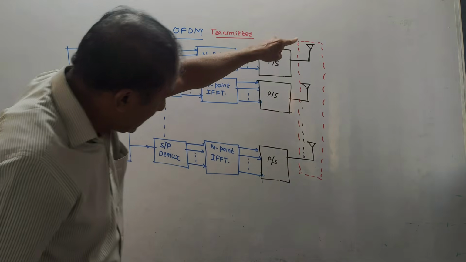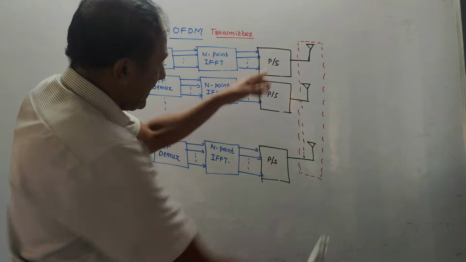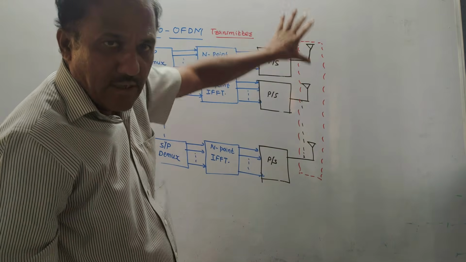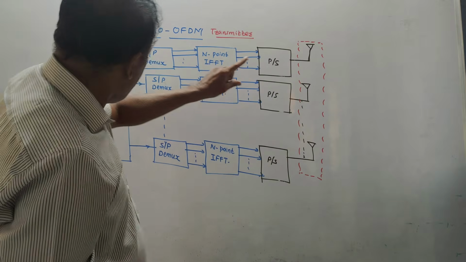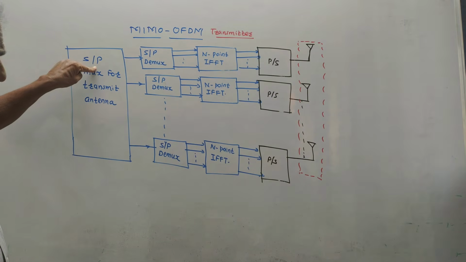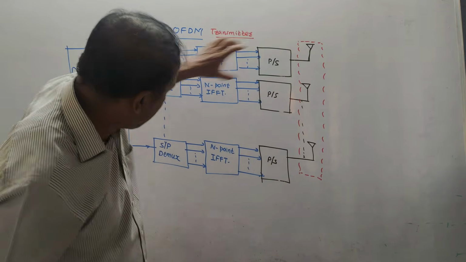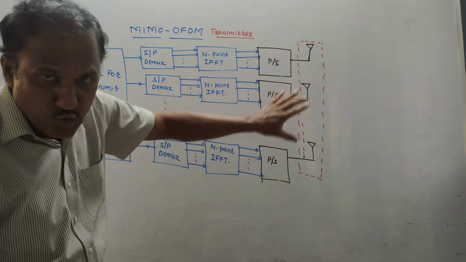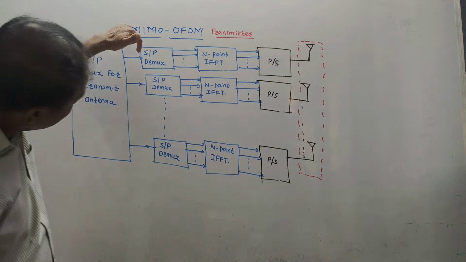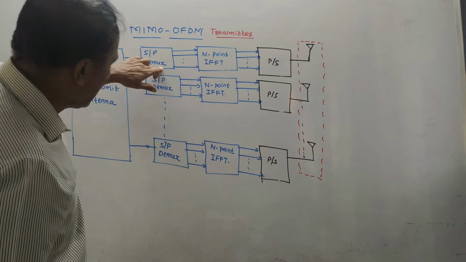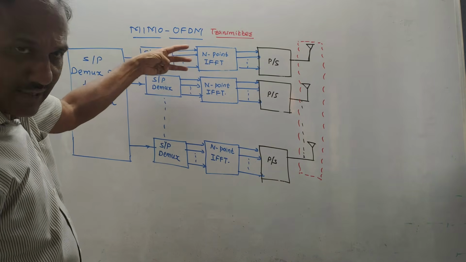Let us say we are using n number of transmitting antennas. This is known as a transmitting antenna array, where we use a number of different transmitting antennas. After this serial to parallel converter, this is the path for antenna number 1, this is the path for antenna number 2, and so on. For each antenna, again serial to parallel conversion and demultiplexing is done. So this indicates different parallel paths.